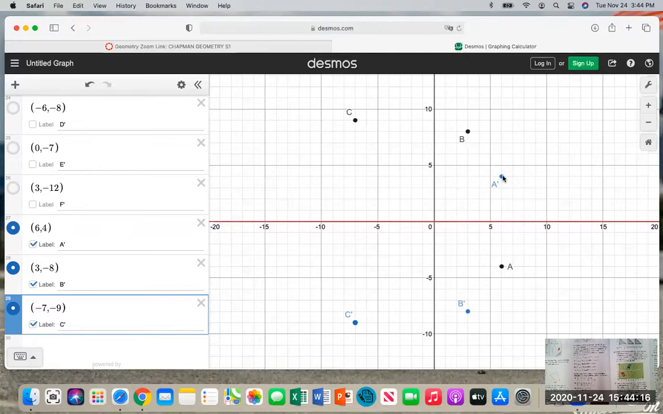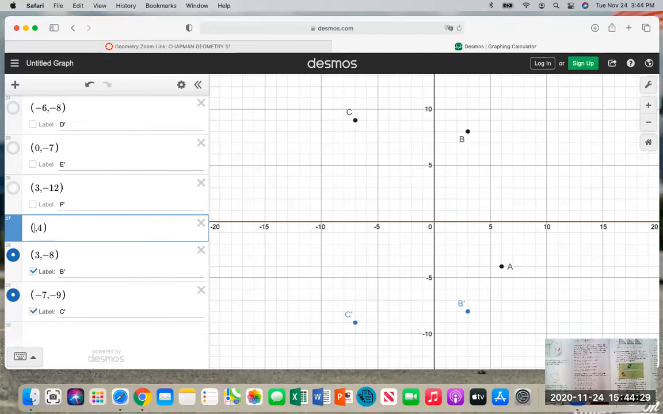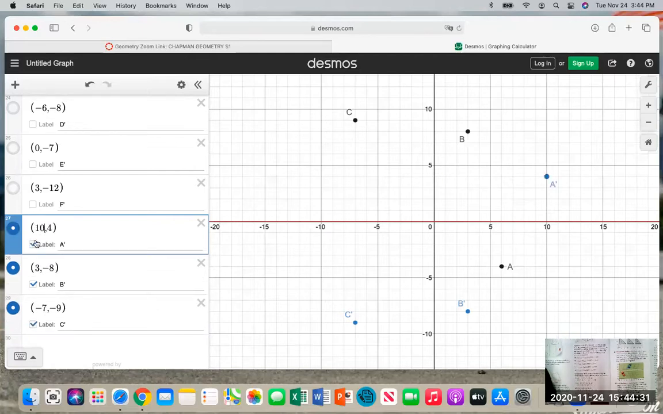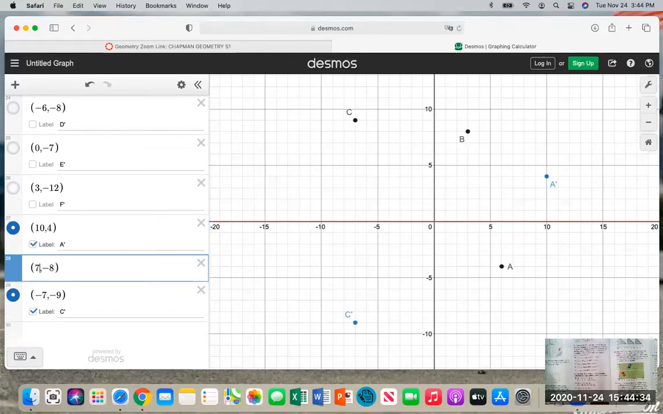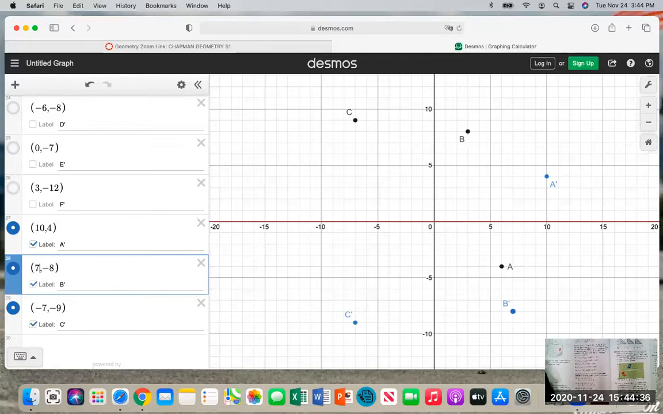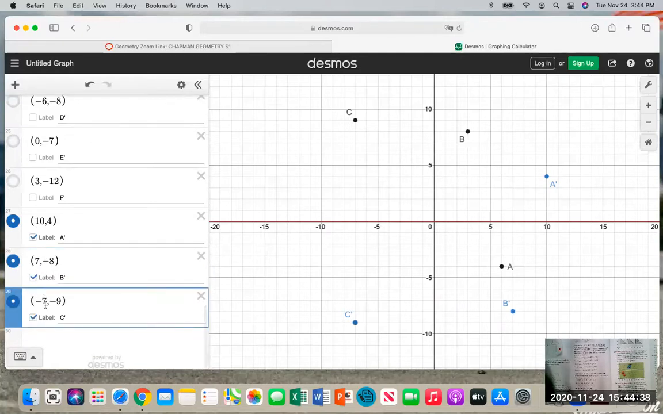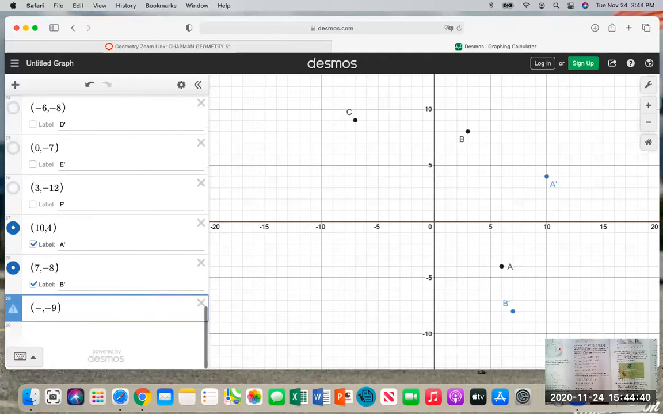Number 14 also wants us to translate it 4 comma 0. So that means 4 units to the right because it's positive 4. And then 0 units up or down. So all of these blue points, this image, they're all going to shift 4 units to the right. So instead of 6 comma 4, it's 10 comma 4. Instead of 3 comma negative 8, it's 7 comma negative 8. Instead of negative 7 comma negative 9, it's going to be negative 3 comma negative 9. So reflect first, then translate.